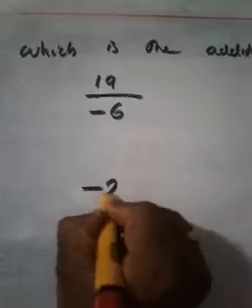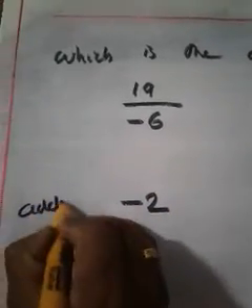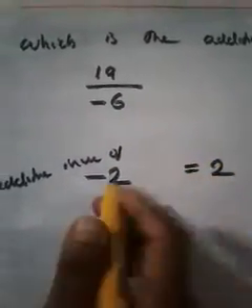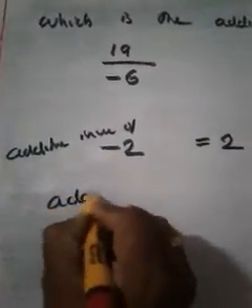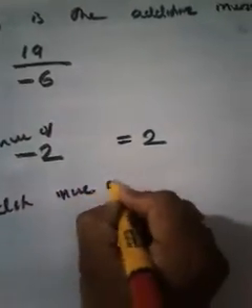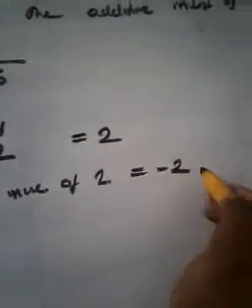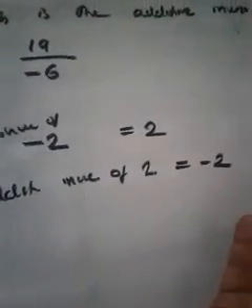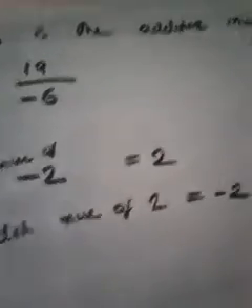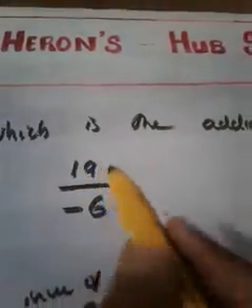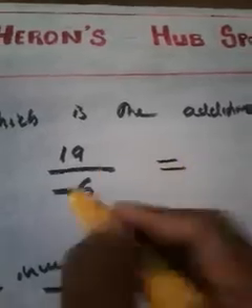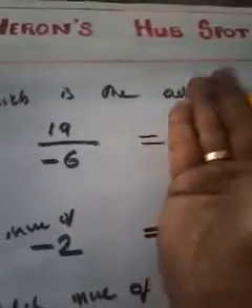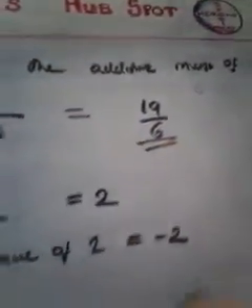Can you tell me which is the additive inverse of minus 2? Of course that is 2. Just avoid this minus. And which is the additive inverse of 2? Just add minus. The answer will be minus 2. That means, which is the additive inverse of 4? Minus 4. Which is the additive inverse of minus 4? 4. Then what is the additive inverse of 19 by minus 6? Just avoid that minus and write 19 by 6. So the answer is, the additive inverse of 19 by minus 6 is nothing but 19 by 6.